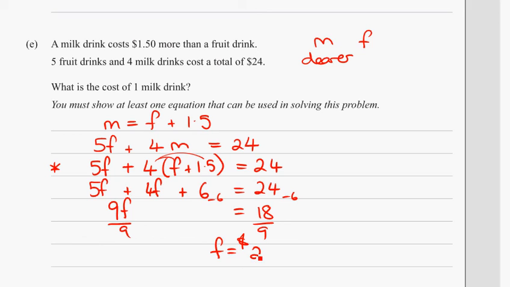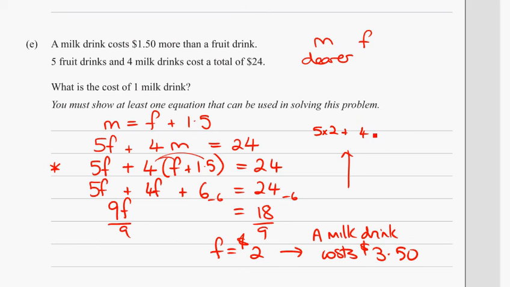A milk drink was $1.50 more than that. So a milk drink costs $3.50. You could go back and check. In fact, you could check in this one. That 5 times 2 plus 4 times 3.50. 2 lots of 3.50 is 7, so 4 lots will be 14, that's 10. $24, so we know we've got it right.